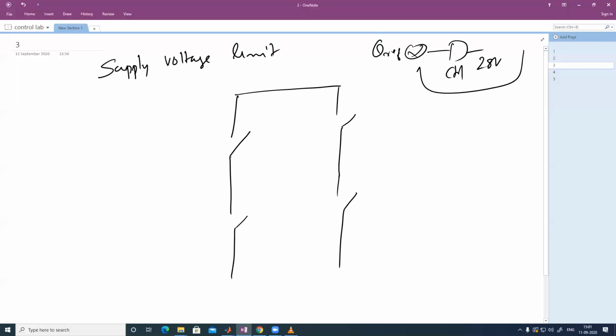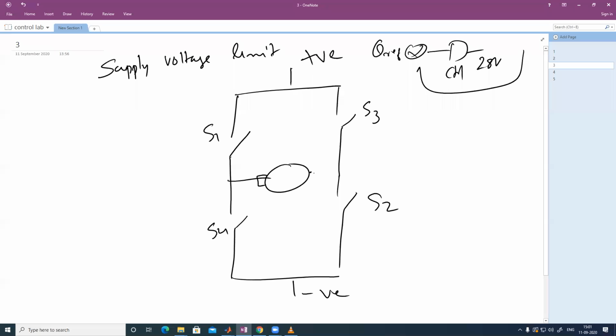This power amplifier circuit is actually an H bridge. There is a positive and negative voltage, and S1, S2, S3, S4 switches will be there, and the motor is connected across. When S1, S2 are on, this will be positive and this will be negative, current flows in this direction, and the motor rotation will be like this.